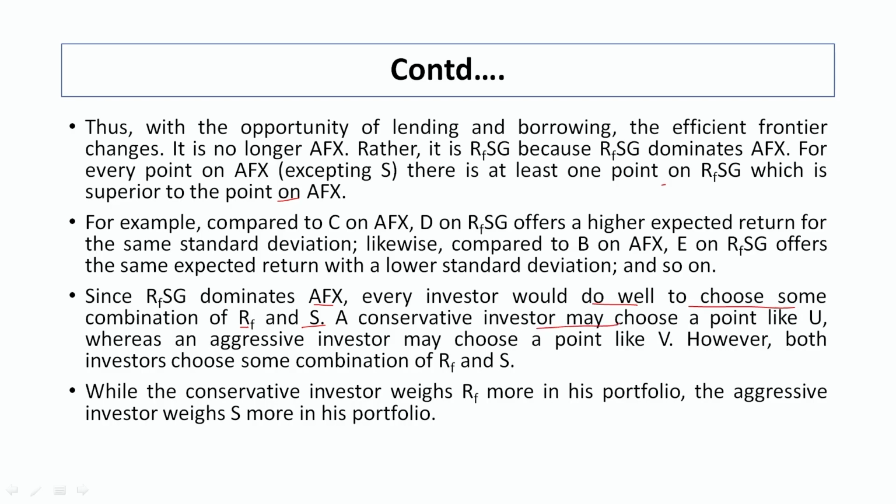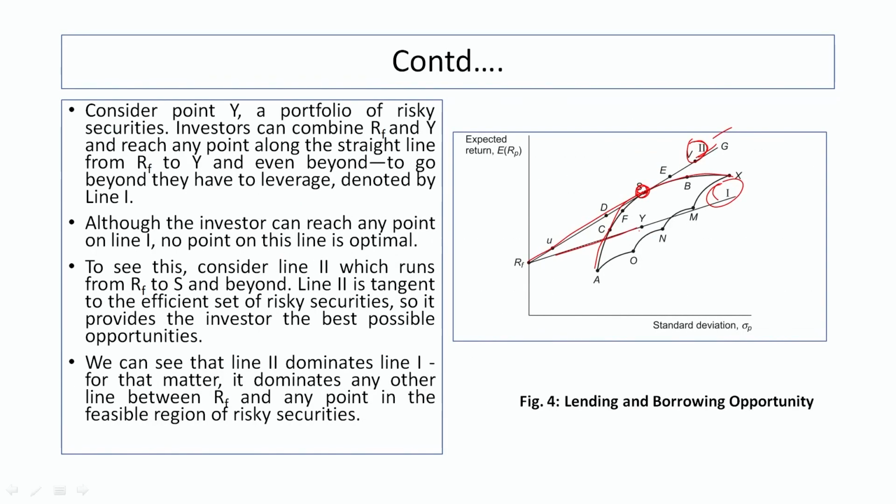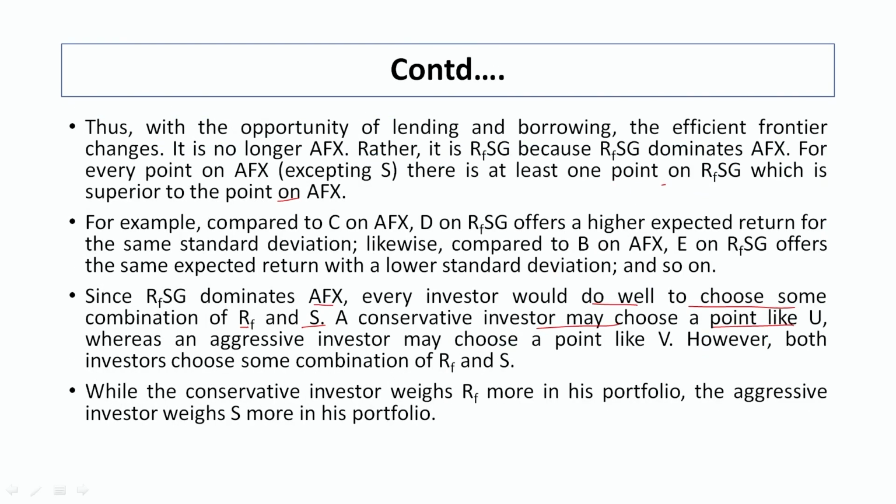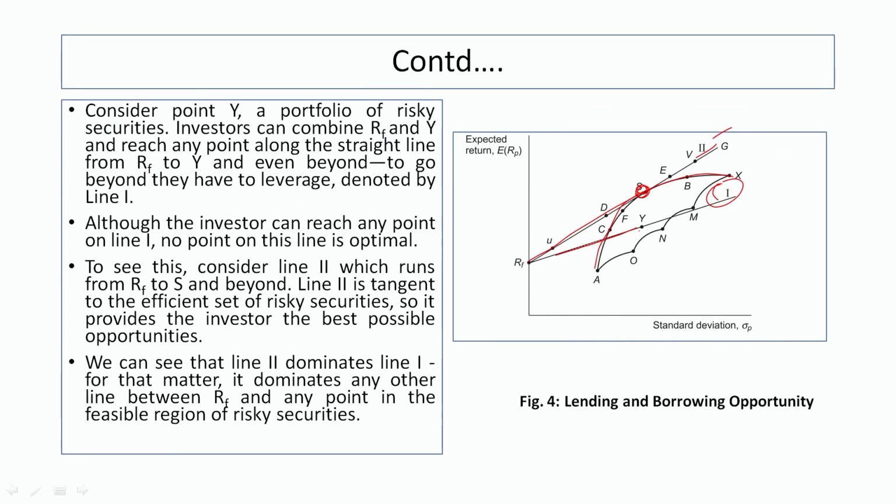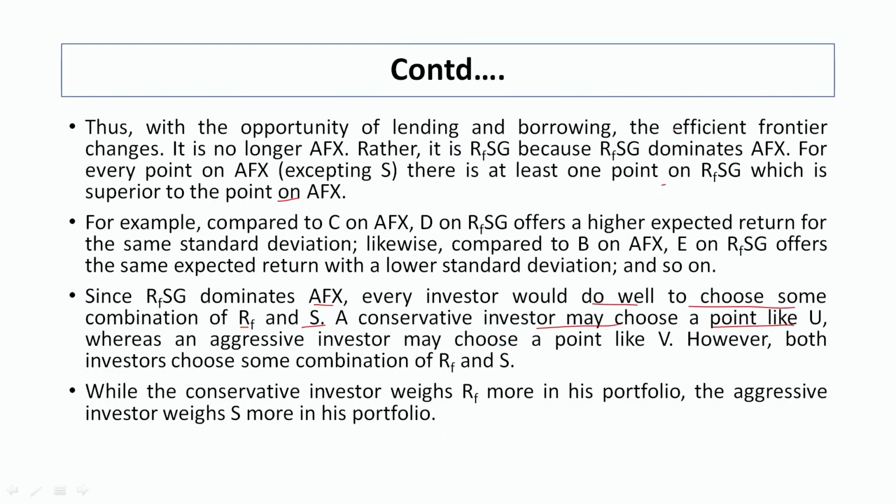So a conservative investor may choose a point like U. If we go back, he is going to choose a point like U where he is totally investing in risk-free instruments, whereas the aggressive investor may choose a point like V. If we go to this particular point, this point is termed as V. We can check this: a particular investor who is risk averse is going to choose U. If a particular investor is a risk taker, in that case he is going to choose this particular point. So both the investors choose a combination between RF and S depending upon his riskiness.